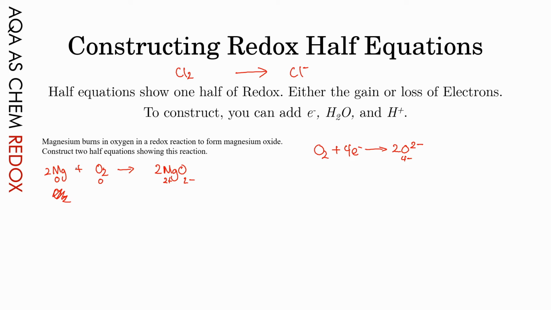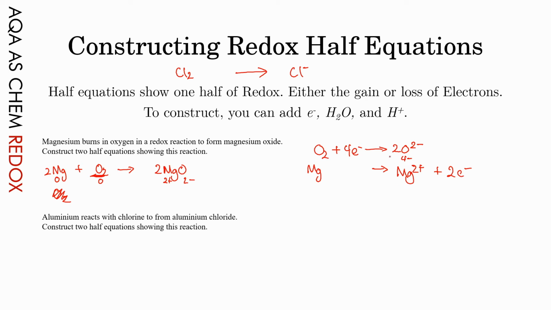For the magnesium, if oxygen gets reduced, magnesium gets oxidized, because magnesium is a reducing agent, and hence oxygen is the oxidizing agent. And you wonder why it's called oxidation. So for magnesium, you go from Mg to Mg2+, which is the loss of 2 electrons. So you need 2 electrons on this side to represent that. Okay, cool. Let's try another one.